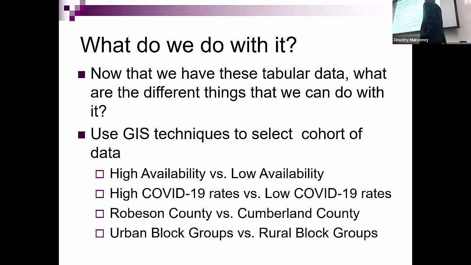So what are some things we can do? Within GIS, we can look at high availability versus low availability. I was talking to Jasmine, she's joining us online, where we said, hey, let's look at all the blue dots or the blue squares, the blue polygons versus the red polygons. Is there a difference between those? Or the difference in high COVID versus low COVID? Robeson County versus Cumberland County? Is there a difference in urban block groups versus rural block groups?